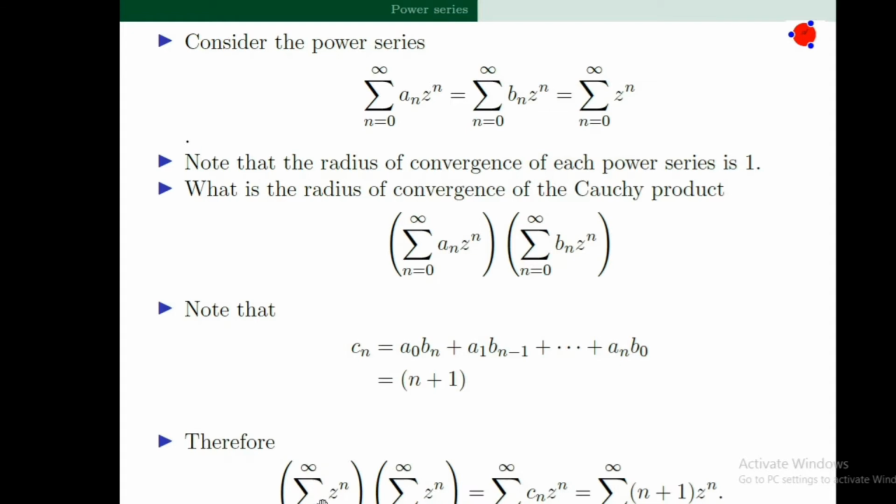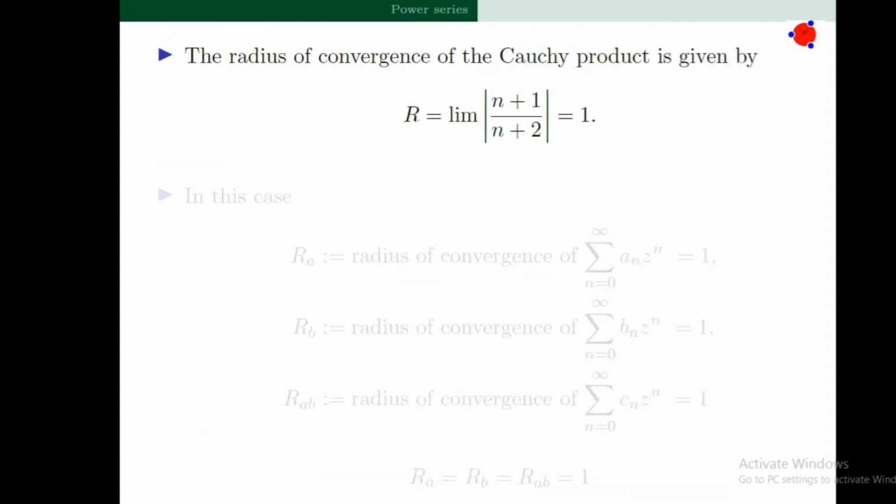So the Cauchy product of the power series sigma z^n and sigma z^n is the power series sigma n equals 0 to infinity (n plus 1) z^n. Note that here the coefficient of z^n is n plus 1. The radius of convergence of the power series is given by r equals limit of |an divided by a(n plus 1)|, that is the limit of (n plus 1) divided by (n plus 2), and the limit of this sequence is 1.